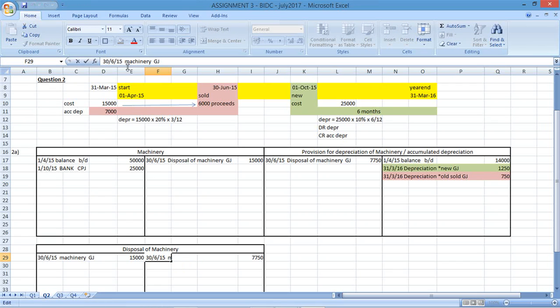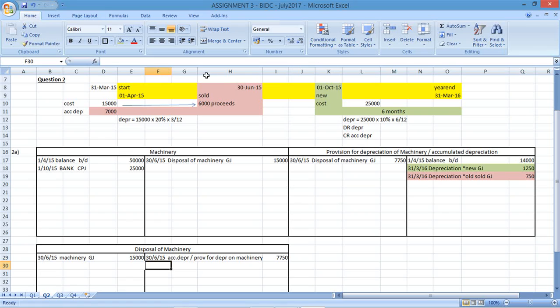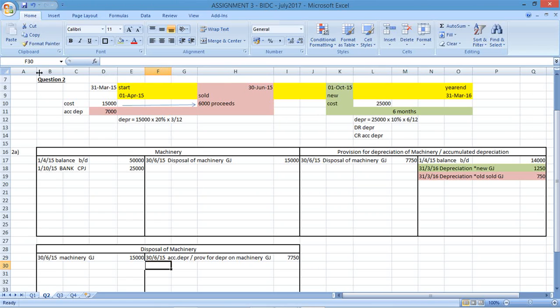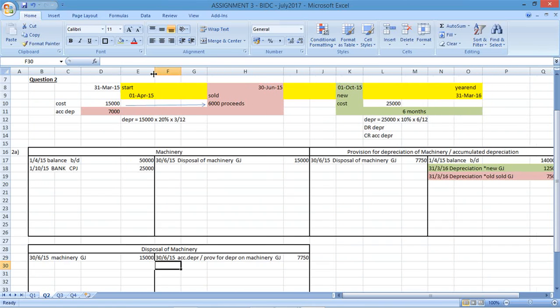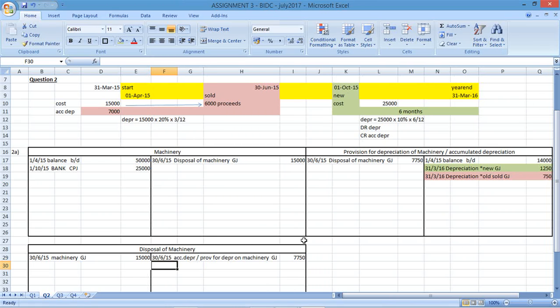I'm going to talk about accumulated depreciation / provision for depreciation on machinery. Okay, it's a very long description to describe the depreciation that you need to provide for on that particular asset. Okay, and that's pretty much where we are now currently in terms of working. So we've established what the asset costs, and we've recorded that in our books. We've also recorded the depreciation.